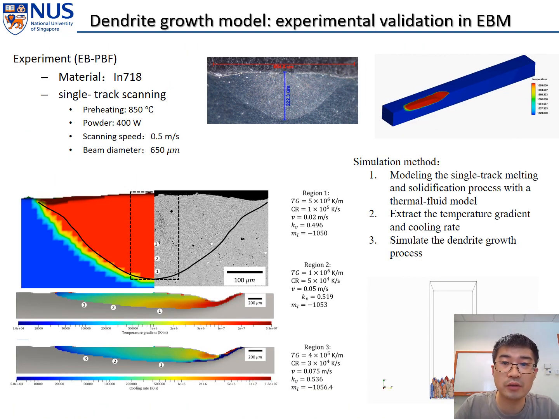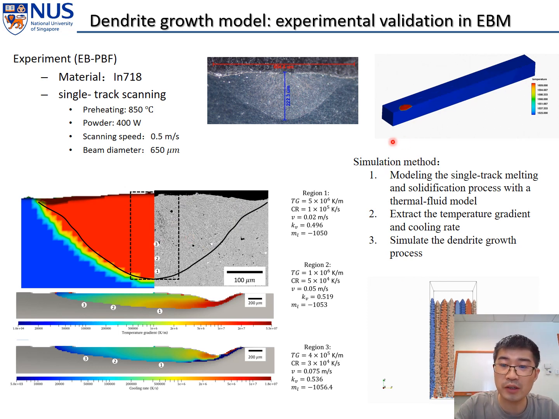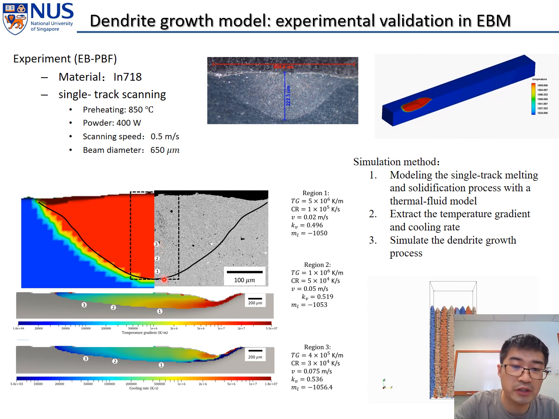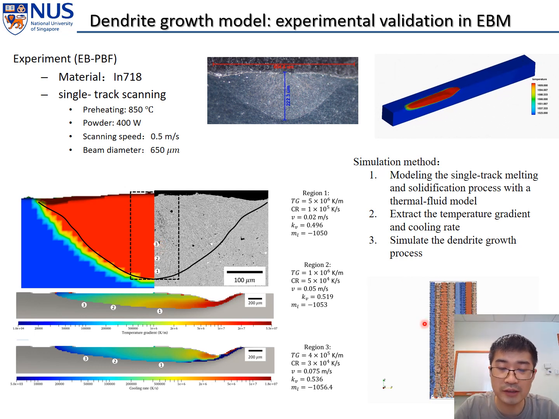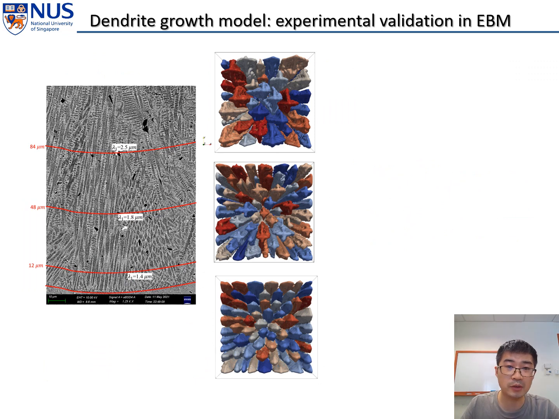So in a real electron beam powder bed fusion process experiment, we do the validation. First we simulate the melting process with a thermal fluid flow model, and then we extract the solidification conditions at different regions, 1, 2, 3. At different regions the temperature gradient and cooling rate are different. Then we simulate the dendrite growth at different regions.